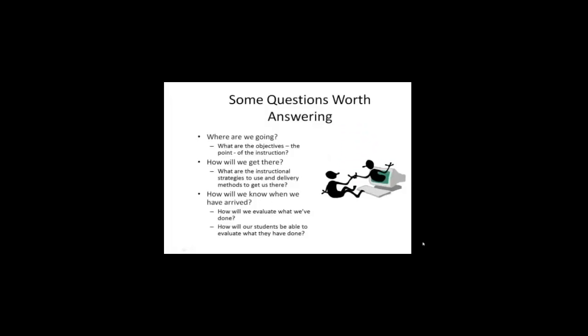Before we start, you know me, beginning with the end in mind, we need to get a sense of where we are going. What are the objectives, the point of the instruction, the point of creating a blend, the point of moving online? How will we get there? What are the instructional strategies we're going to use and the delivery methods? And how will we know when we have arrived? How are we going to evaluate what we've done? And how will our students be able to evaluate what they have done?